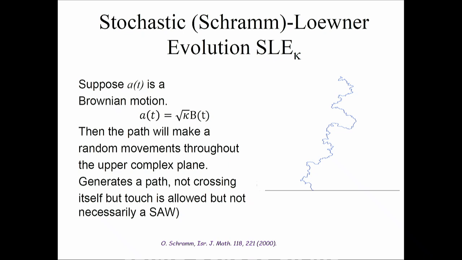So in this way I can generate a lot of paths which are not self-crossing and they are random. Hence it's a very good candidate for critical curves or interfaces, random interfaces.